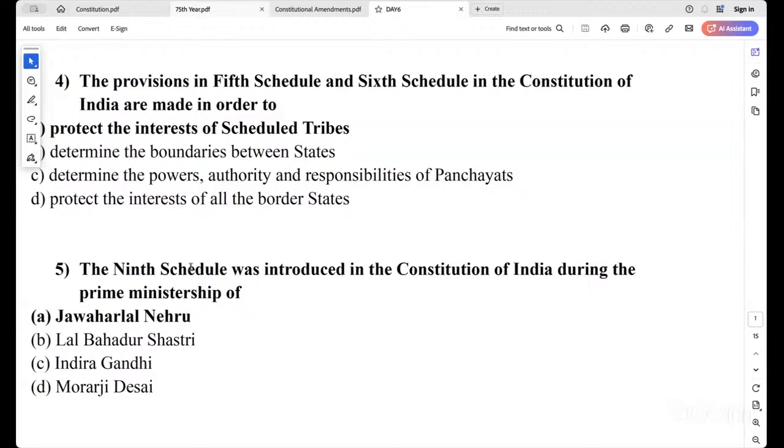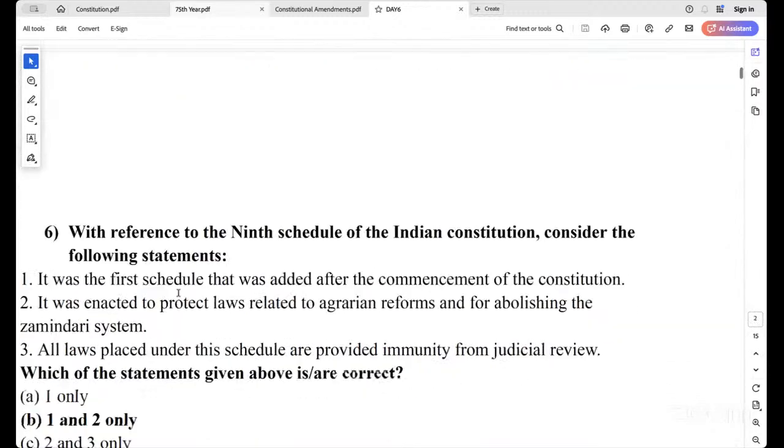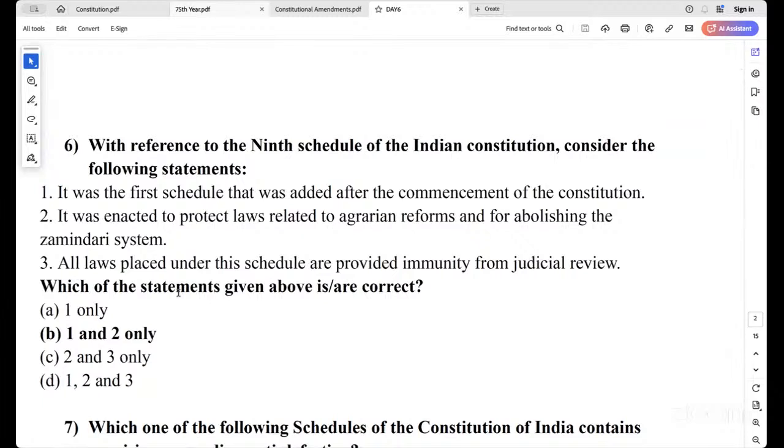Okay. Next, sixth one. With reference to the 9th schedule of the Indian Constitution, consider the following statements. It was the first schedule that was added after the commencement of the Constitution. Yes, first constitutional amendment. It was enacted to protect laws related to agrarian reforms and for abolishing the zamindari system. Yes. Then all laws placed under the schedule are provided immunity from judicial review. Okay, that is a cutoff date, right?